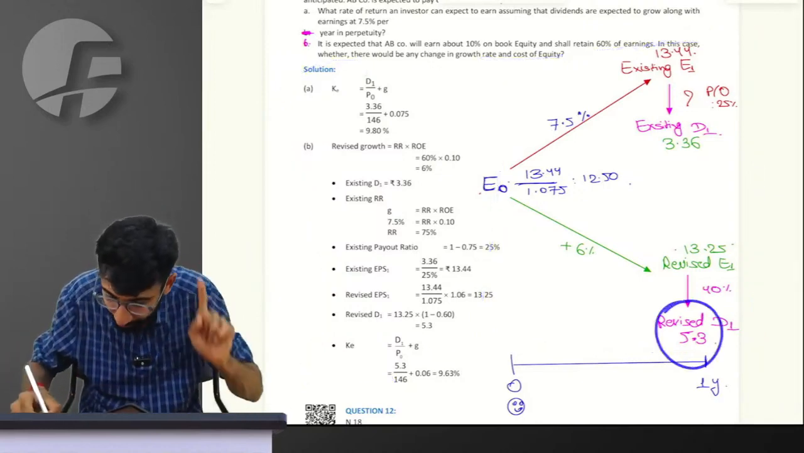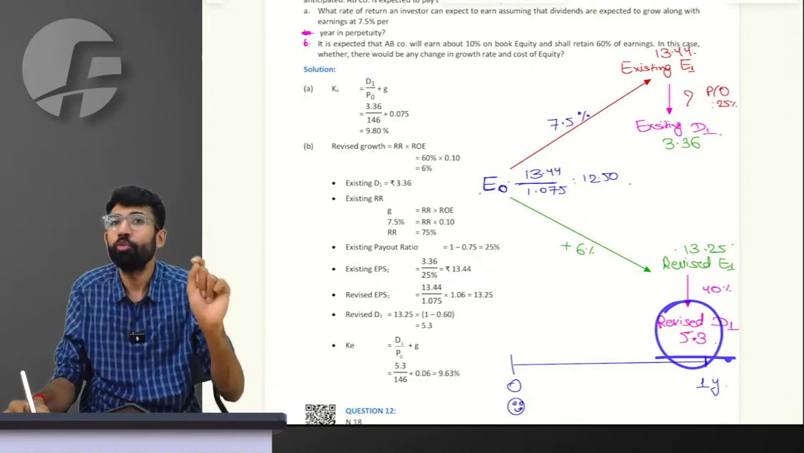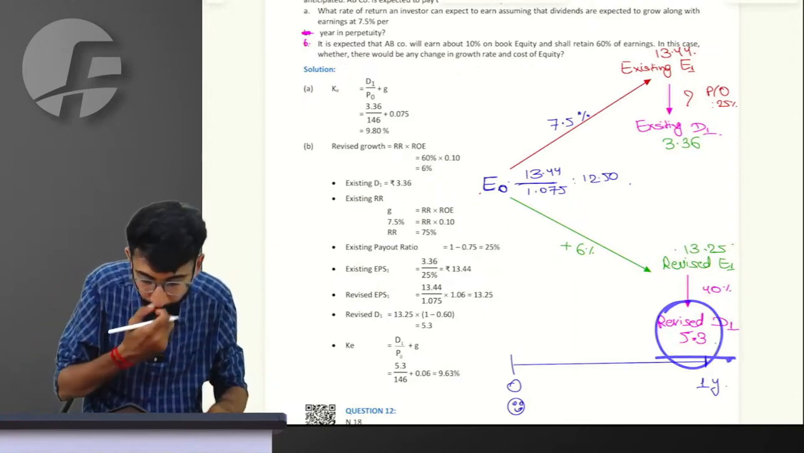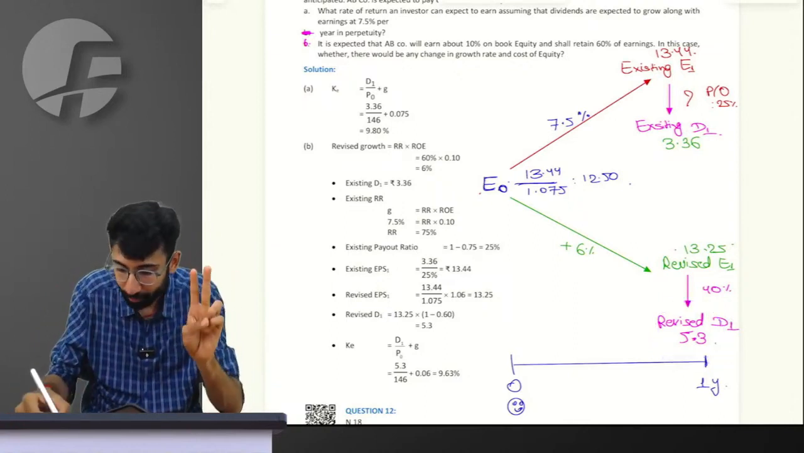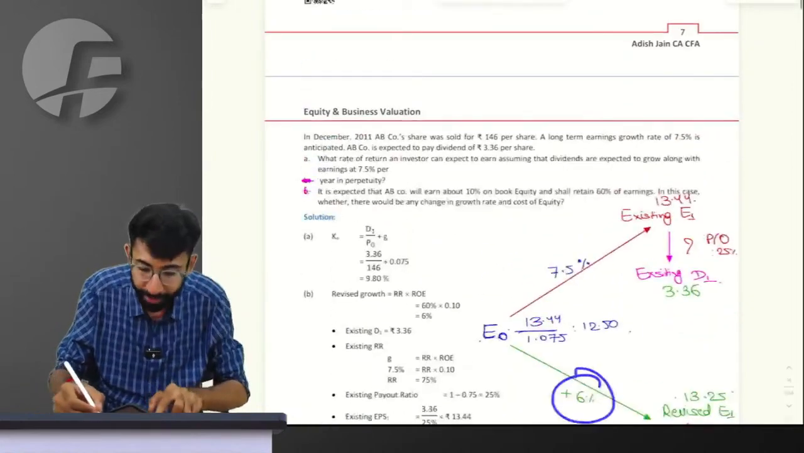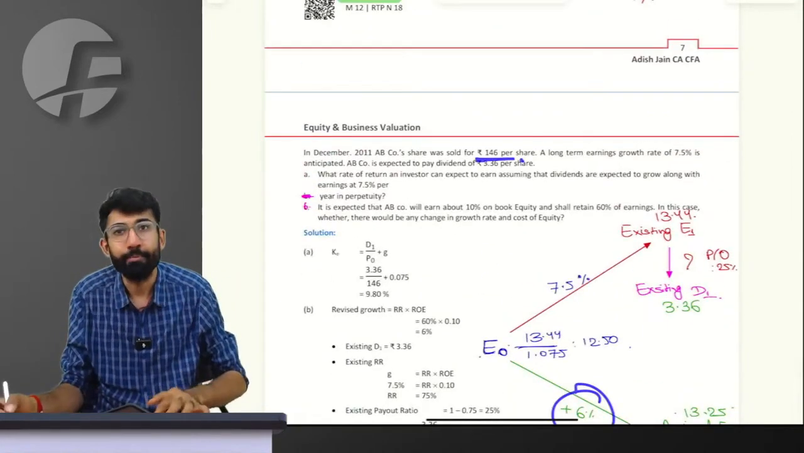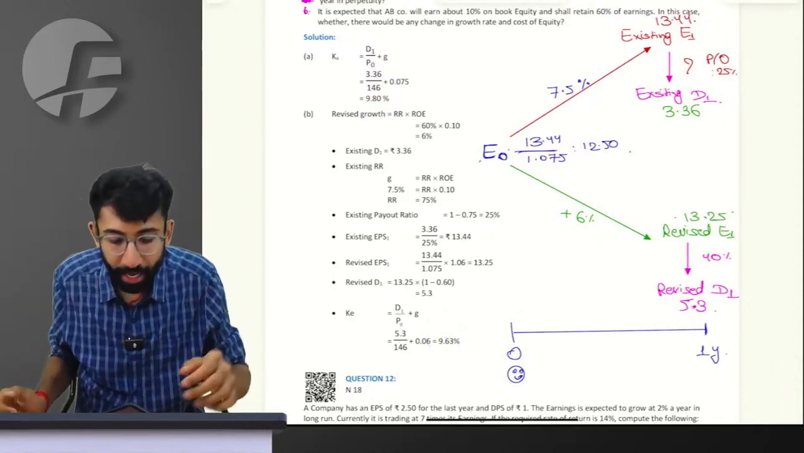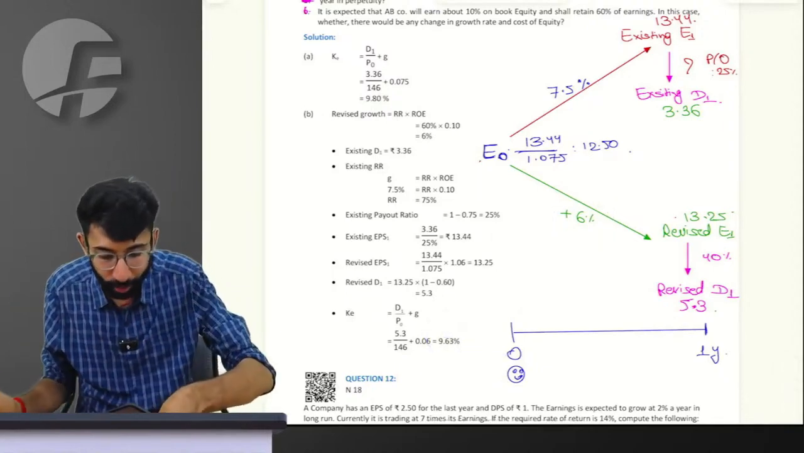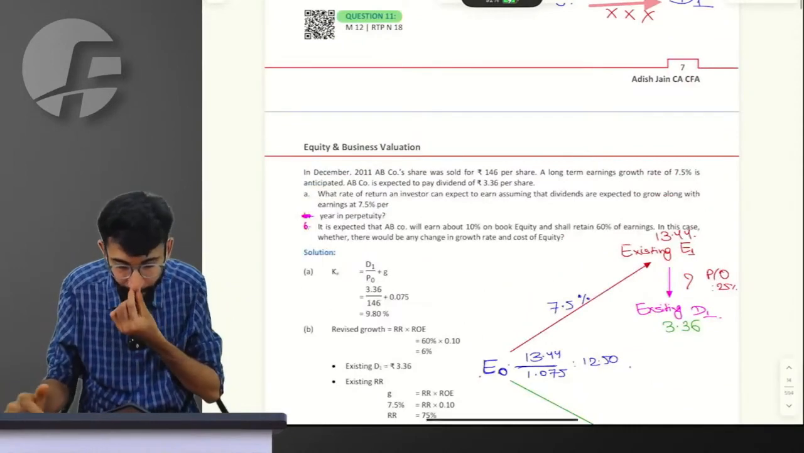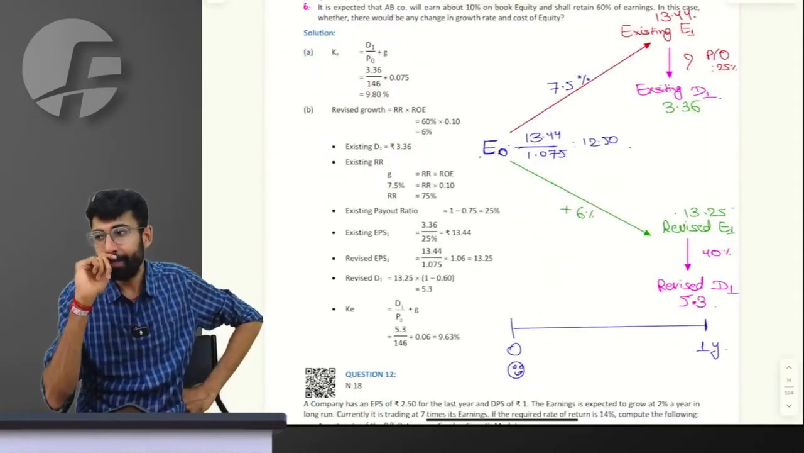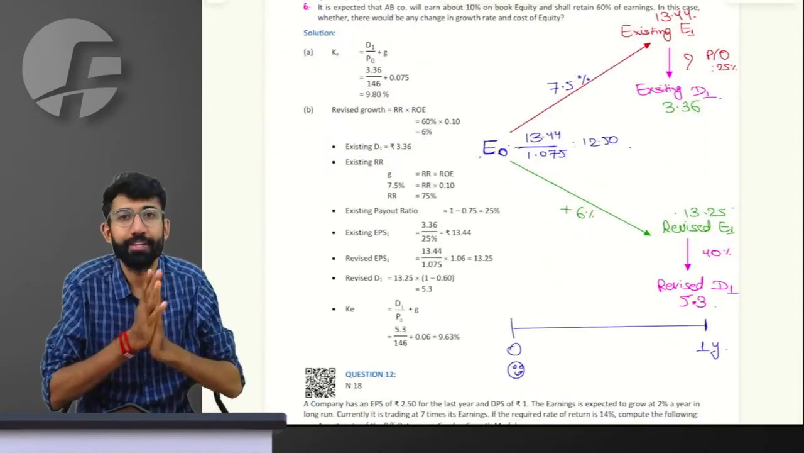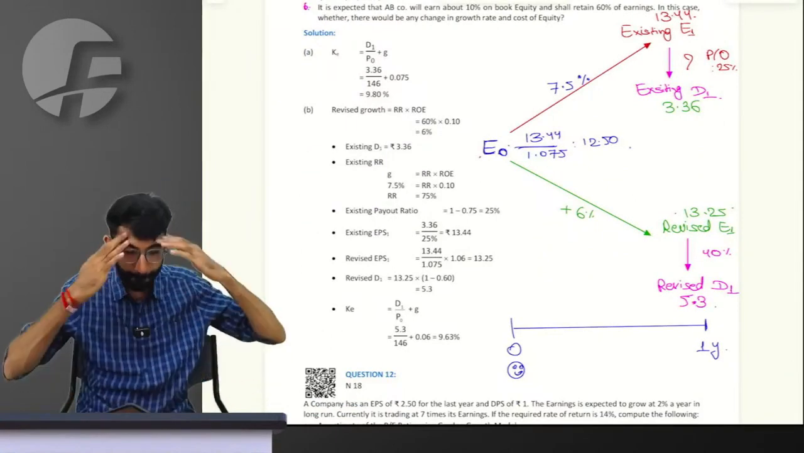So if you have D1 of 5.3, now you don't need me to immediately give you an answer for KE. You have D1, you have the revised growth of 6%, you have P0 of 146, the answer is 9.63 as someone is giving in the chat box. Please confirm. I hope live people and recorded people, we are all set with this. Question number 11, complete clarity, complete comfort. Sahil, can we proceed? Rest of the people in the class.